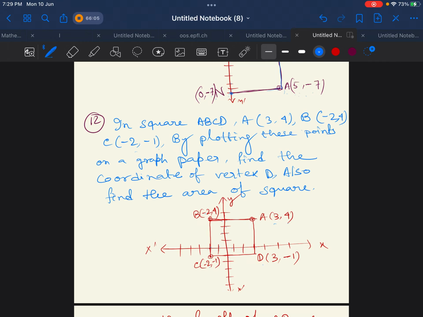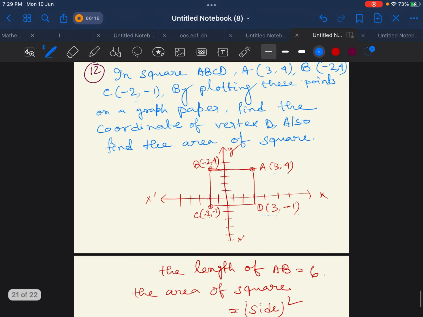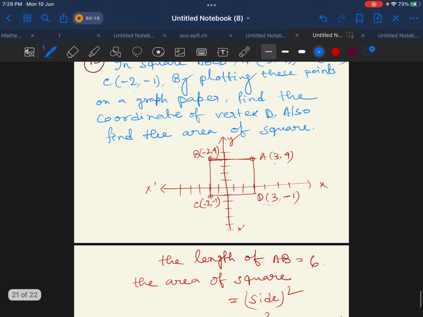So what will be the value of vertex D? D here is 3 and this is minus 1. So this point will be (3, minus 1). Also find the area of square. We know every side of a square is the same.